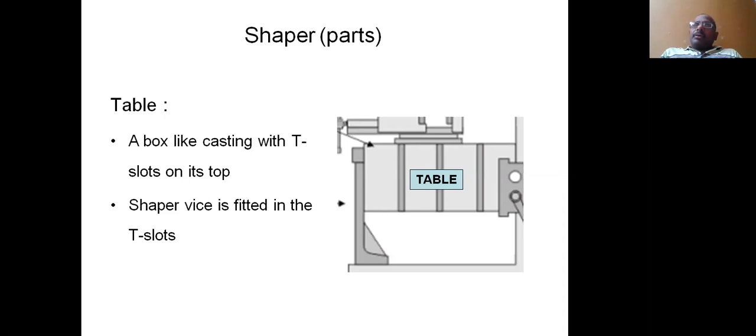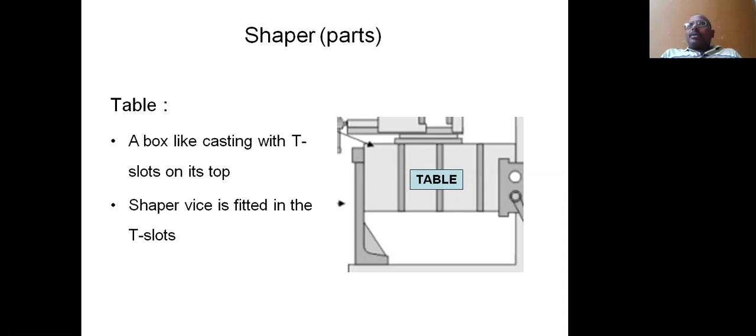and other different types of work holding devices, the job is clamped to the table directly. But if it is a simple, smaller one, the job need not be mounted or clamped to the work table directly. So simply by fixing it in the vise, this particular vise is called the shaper vise, because this vise is suitable mainly for the shaping machine. That's why it is called the shaper vise.